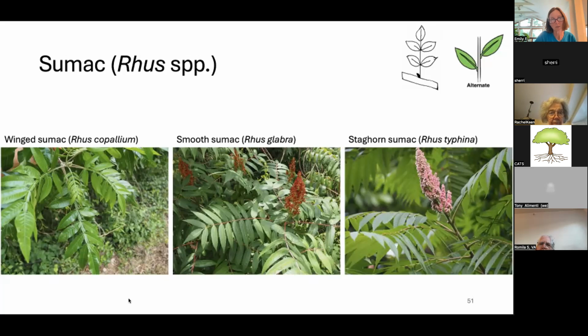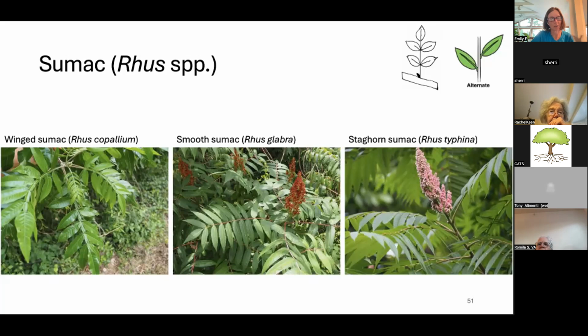And at some point it seemed to be more advantageous to have a pinnately compound leaf, which is where a lot of the rest of everything in this genus went to, which I think is really cool.